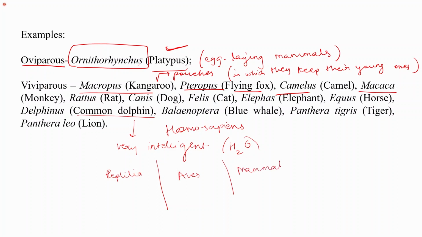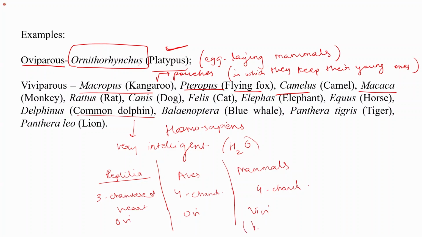So usually in Reptilia, in most of the reptiles, it is the three-chambered heart, while in Aves it is the four-chambered heart. In mammals also it is a four-chambered heart. Reptiles are usually oviparous. Aves are also oviparous, while mammals are mostly viviparous, right? So they have specifically hair and mammary glands, which is absent in all the other classes.